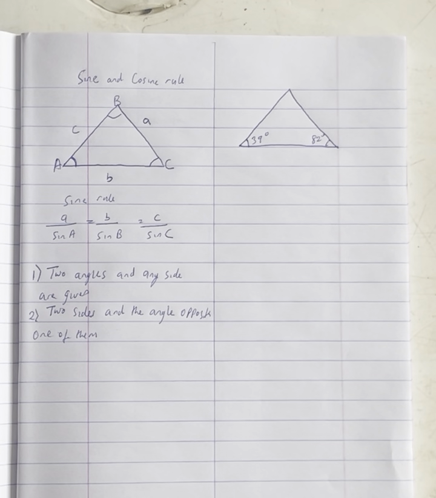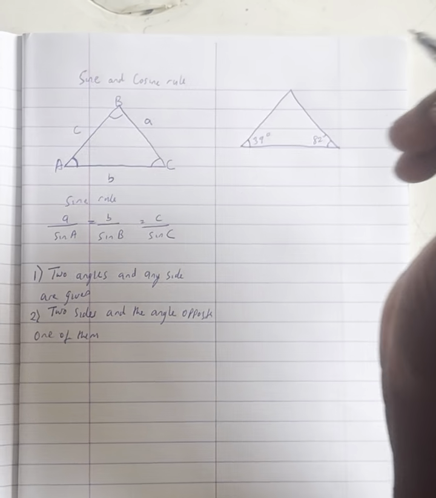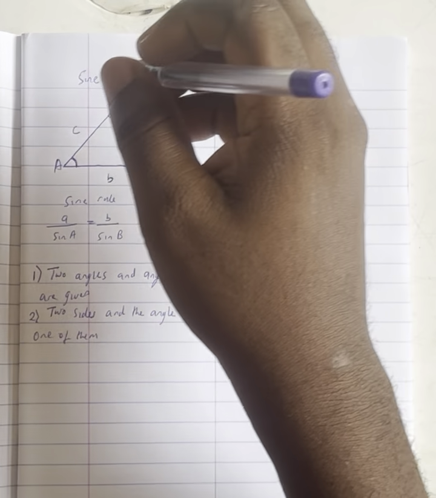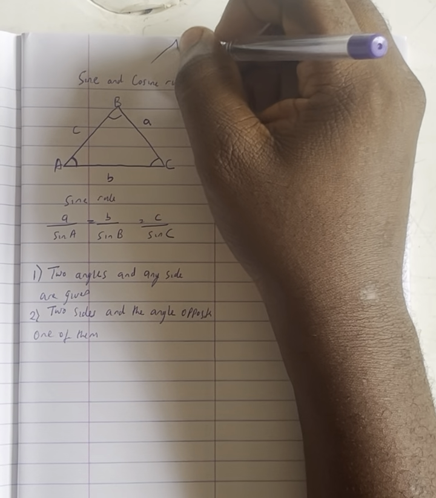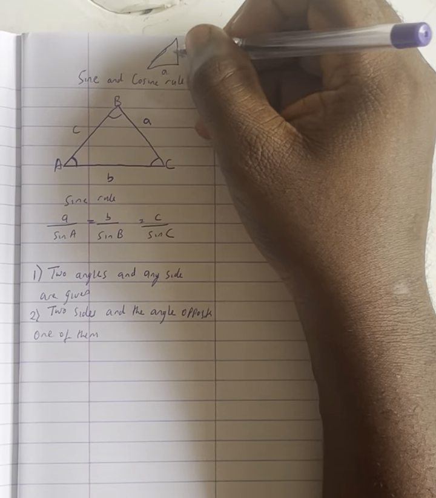So hello everyone, you're welcome to today's class, and I will just be doing a brief introduction to sine and cosine rule. We use the sine and cosine rule to solve problems involving triangles if we cannot use the Pythagoras theorem. Assuming that we can use the Pythagoras theorem, we just use this formula, which is A, B, C.